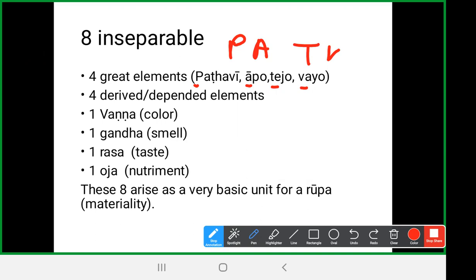Out of these four great elements, there are four we call dependent elements, because they depend on the four great elements. One is Vanna, color. Another is Gandha, smell. Then Rasa, taste, and Oja, nutriment. So these eight, the one, four, and four, are very basic units. This is why we call them inseparable: they cannot be separated from each other. You cannot divide them any further, because they are very basic units.